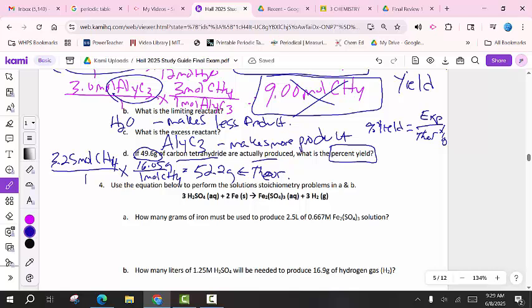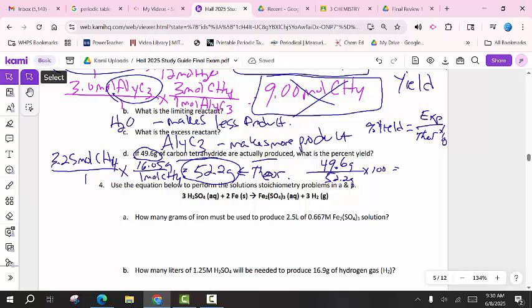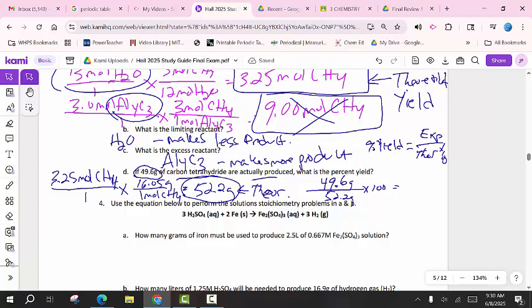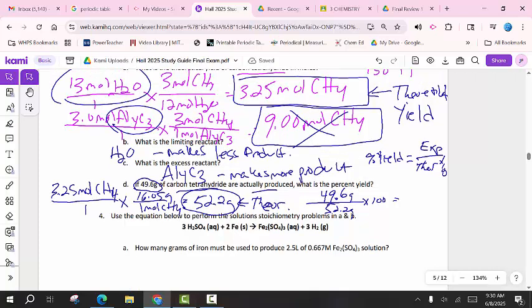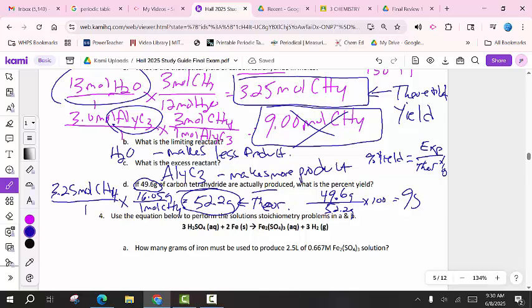So theoretically, I should have been able to make up to 52.2 grams of product, but I only made 49.6, which is pretty close, but not exactly. So I didn't make 100% yield. So I just simply take 49.6 grams and divide by 52.2 grams and then times 100. So 49.6 divided by 52.2 times 100 gives me 95.0% yield, which is pretty good.